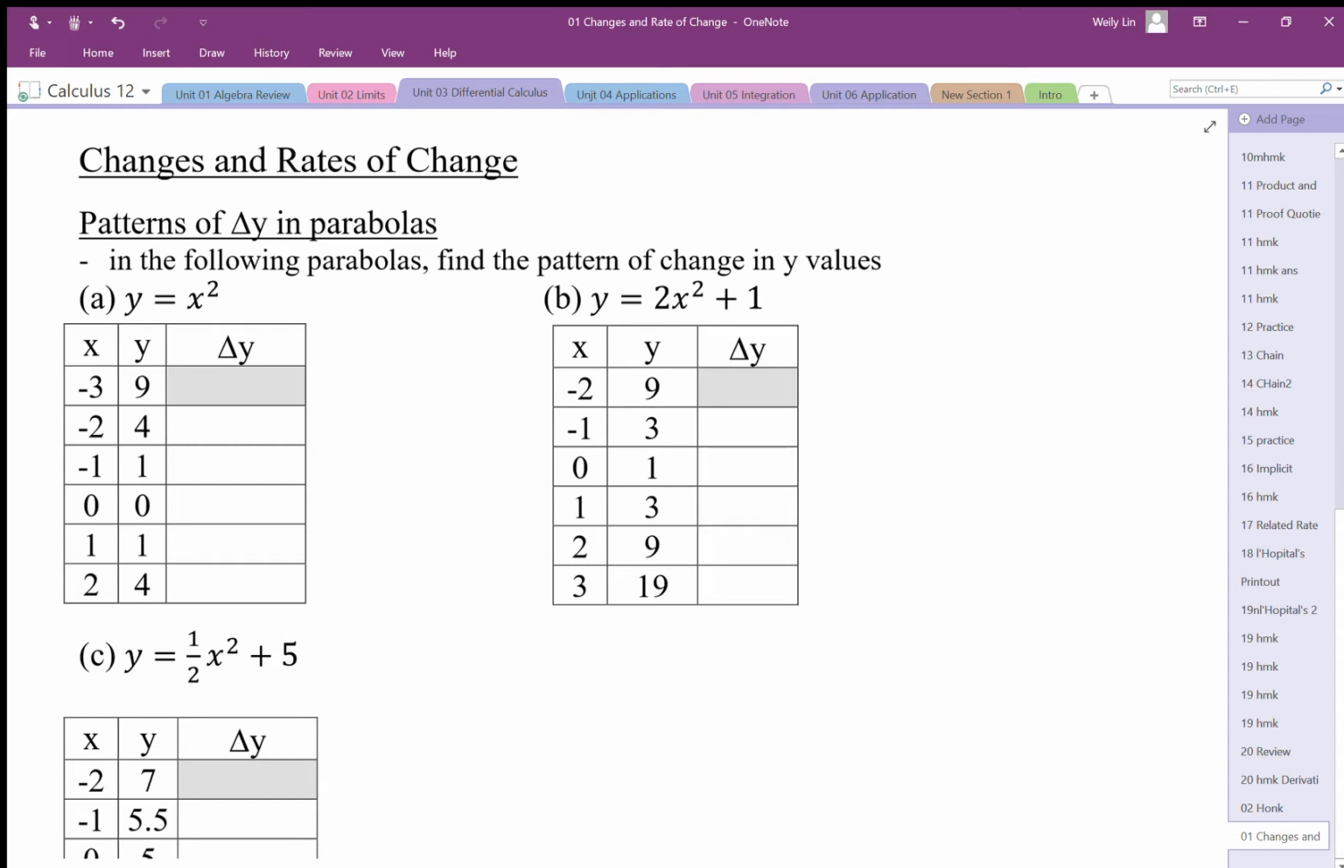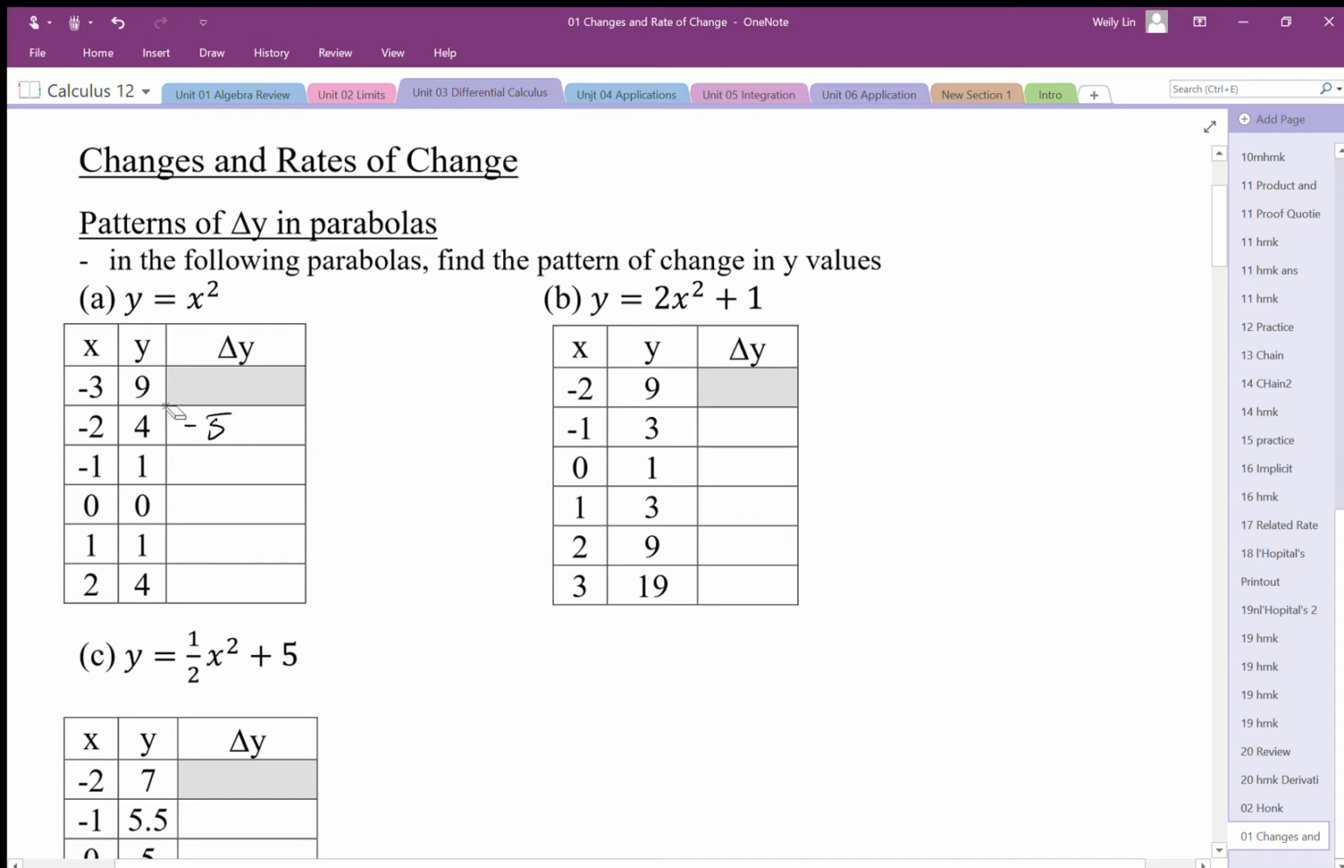Some of you may have noticed this pattern in parabolas, but if we take a look at the changes in the y values in parabolas, I've given you a table of values here for y equals x squared. If you take a look at the changes in the y values, we've gone from 9 to 4. That's going to be a minus 5 change.